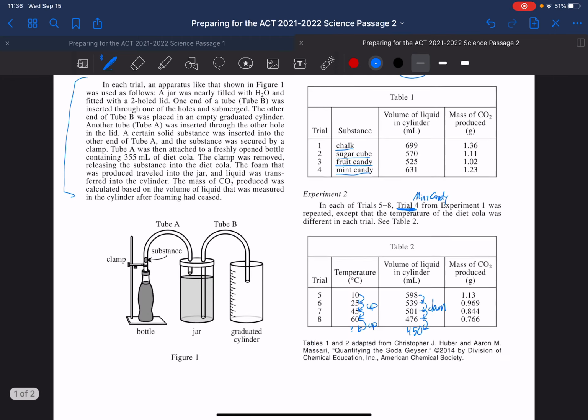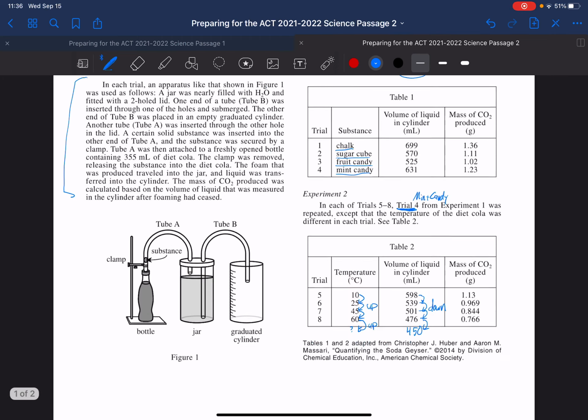So 1, 2, 3, 4. Those 4 did. And then down here, 1, 2, 3, 4. All 8 of them produced at least 0.044 grams of CO2 or more. So that's why the answer is letter J, all of them.